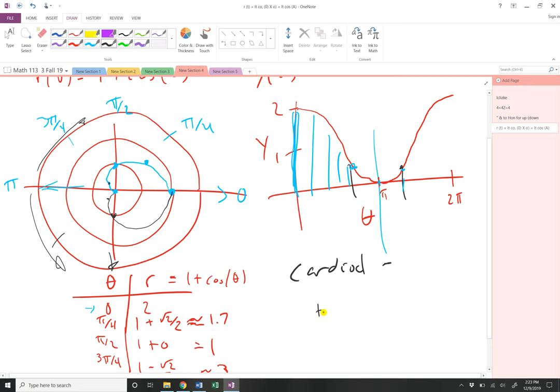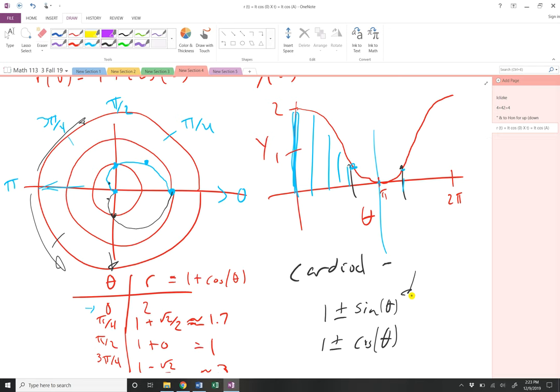Like 1 plus or minus sine or cosine. These will all be cardioids. Okay?